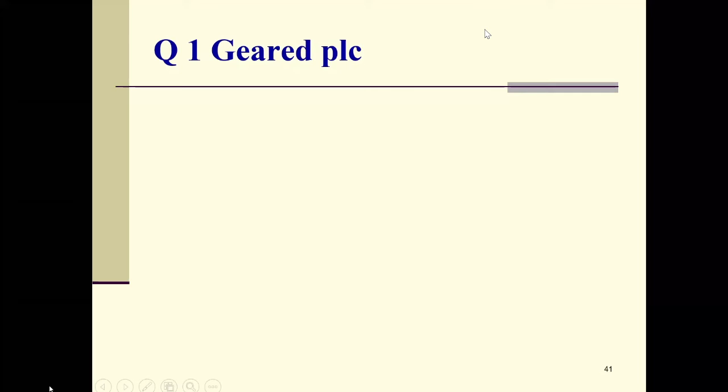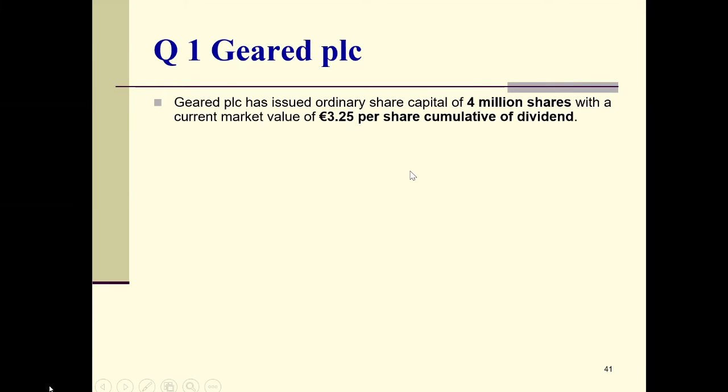As I go through the information, you'll see how this works. So for you in an exam, you'll get a question where, as you begin to read through it, you'll see different forms of finance. So this one is called Geared PLC, top of page 13, I think. It has issued ordinary share capital of 4 million shares. So I'd immediately write down that information.